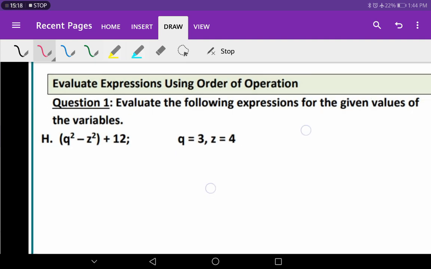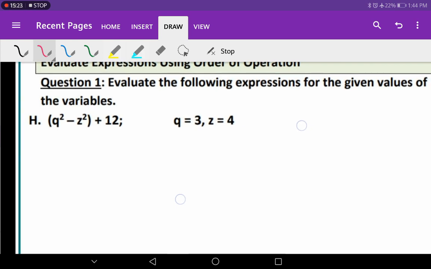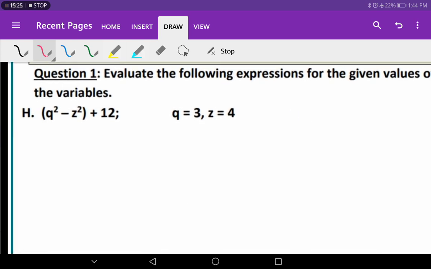Okay, now we have this one. Okay, a lot of examples we take. You can take the idea. This is very important, my dear student. So Q is 3 and Z is 4. Okay, let's start. Q is 3, so 3 square. Negative Z is 4, so 4 square.